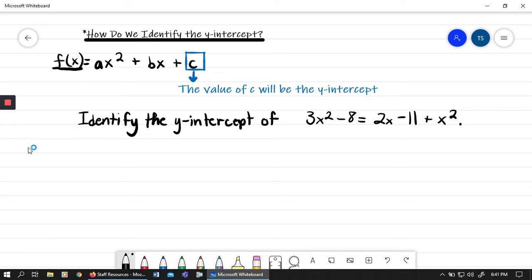Okay, so let's look at a quick example here. Let's say we were asked to identify the y-intercept of this equation here. Again, folks, remember we said that when you've got a quadratic function, in order for it to be in standard form, it could either be written with function notation f of x, or it can be written with a y equals.